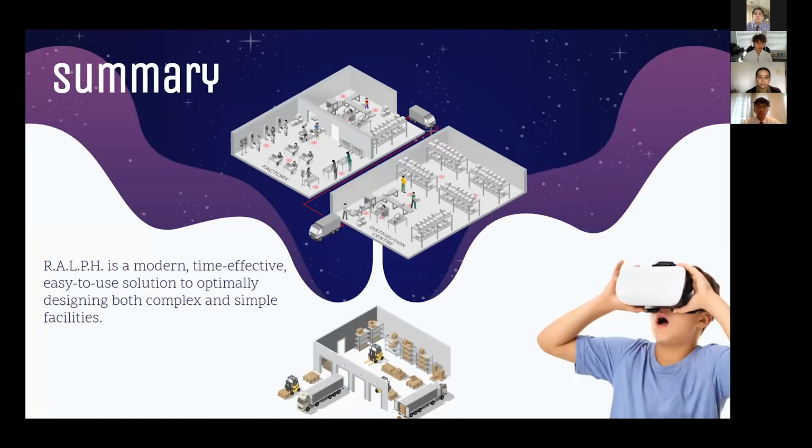So in summary, Ralph is a modern, time-effective, easy-to-use and learn solution to optimally designing both complex and simple facilities. We felt that the integration of VR really opens up the applications for generalized design layout software.